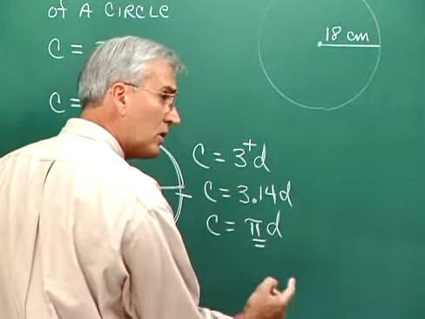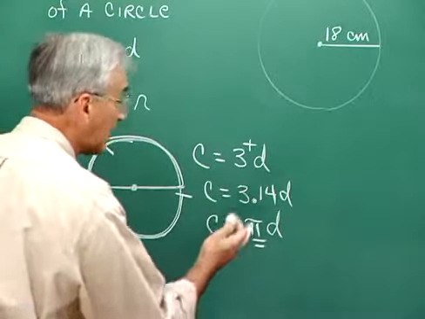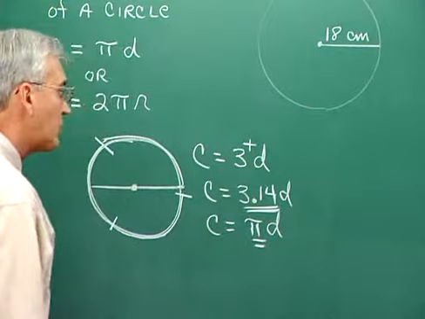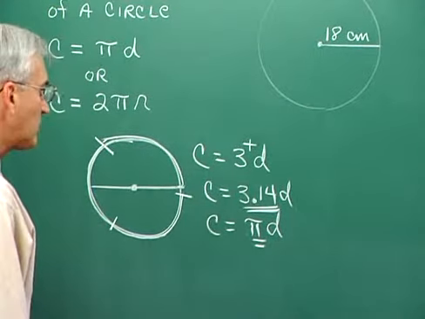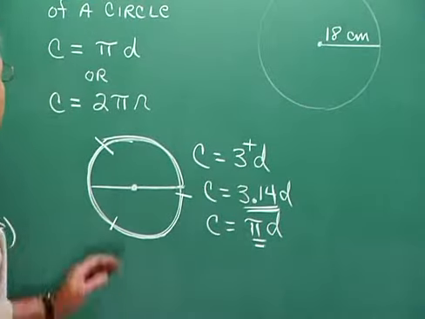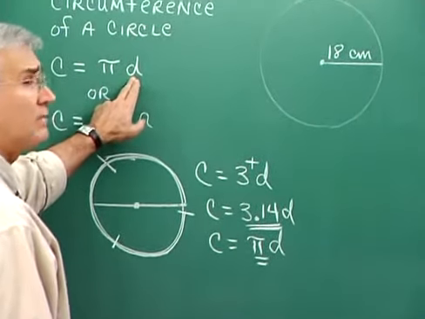So when we use it, we need to round off somewhere. And a good approximation, a good place to round off, is right here. We can use 3.14 as the approximation for pi. But the formula for finding circumference is pi times diameter.